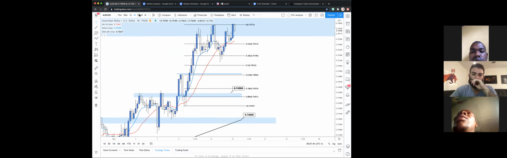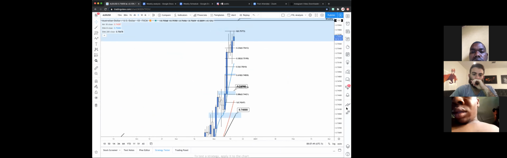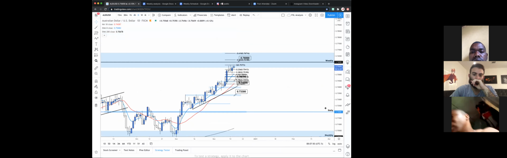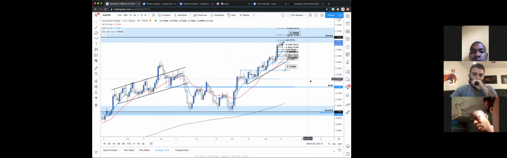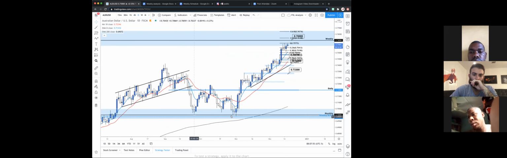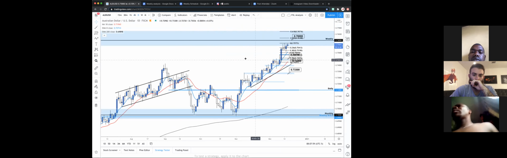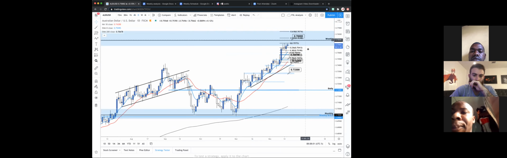We're going to do the exact same thing from the daily time frame. Just want to understand the overall trend. So we can clearly see that this is very much bullish, right? Nice double bottom here off this monthly support. Huge rally all the way up to our weekly at 0.76.